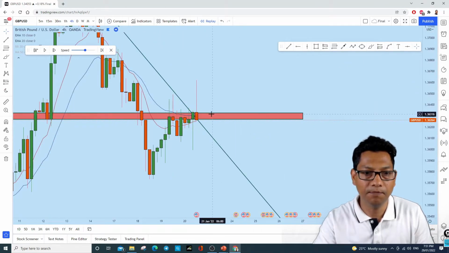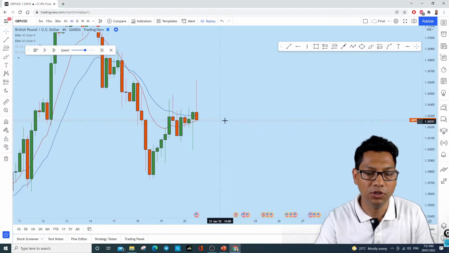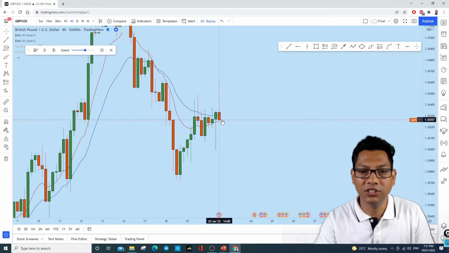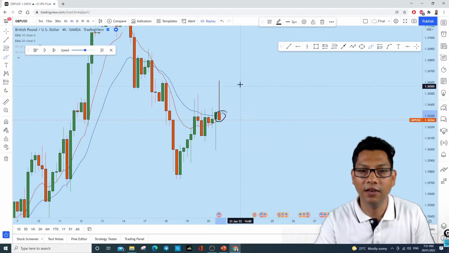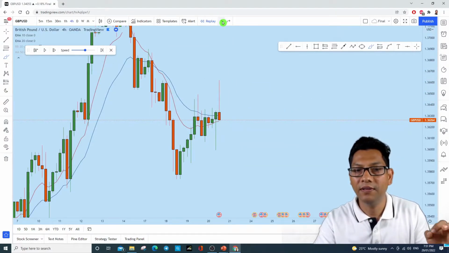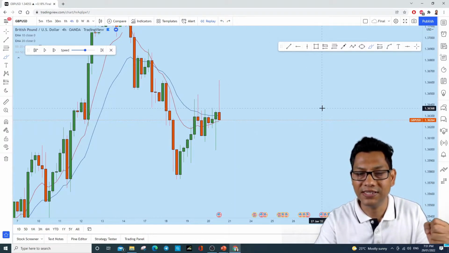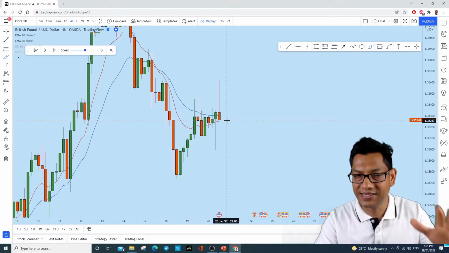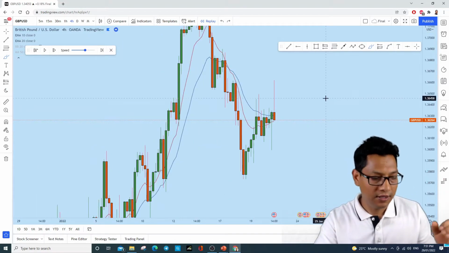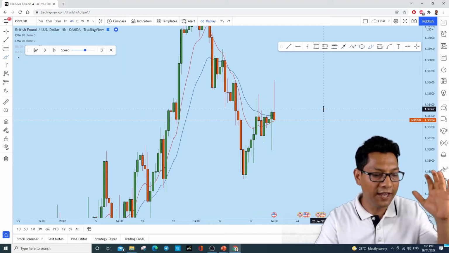See this, let me delete all this so it will be clear. So this is a clearly defined pin bar. You see, a long wick and then a narrow red body. It's a proper pin bar or hammer, whatever you want to say. So this is a clearly defined entry signal, right? So this is the criteria that is being fulfilled.